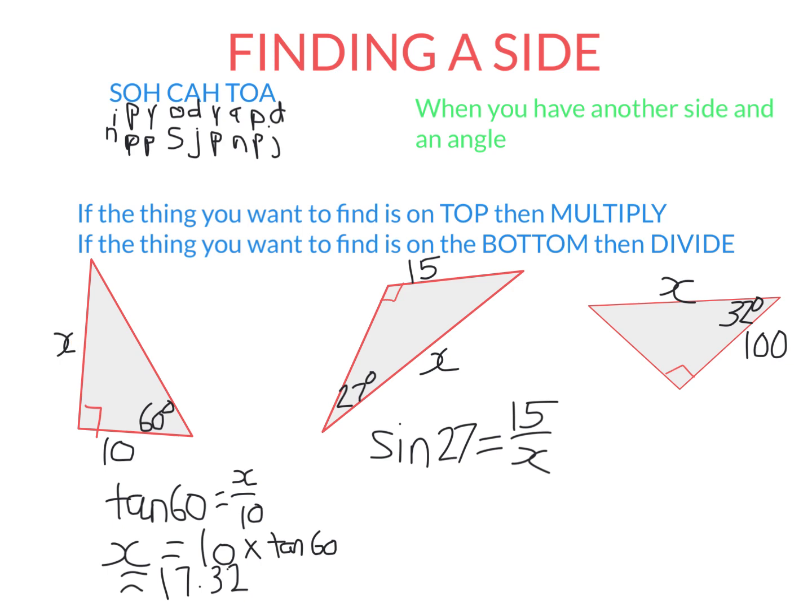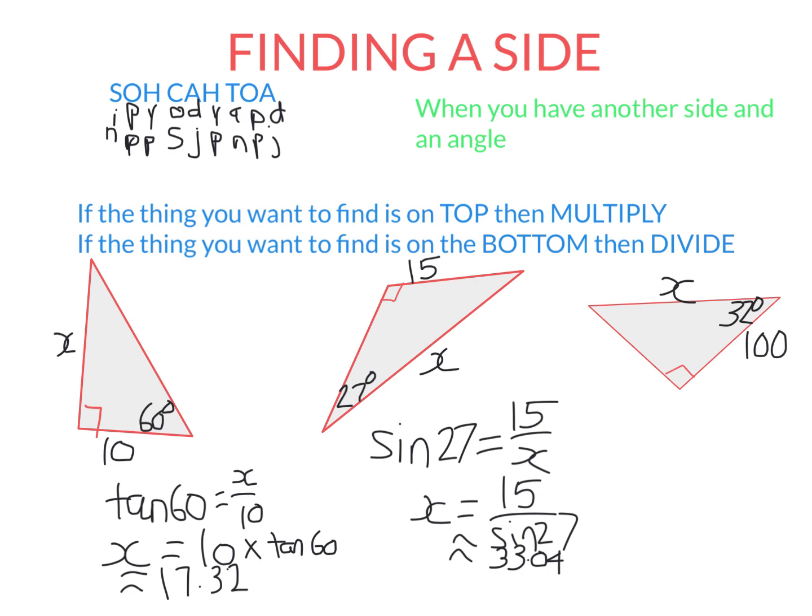So what about this one here? The thing we want to find is on the bottom of the fraction, so we need to divide. So to get x by itself, you divide 15 by sine 27. And again, put that on your calculator, making sure you're in degrees mode, you get about 33.04. And that makes sense. X here is the hypotenuse, so we would expect it needs to be larger than the opposite side. So when the thing you want to find is on top, like it was here, you times together the two things. When the thing you want to find is on the bottom, you divide this by this.